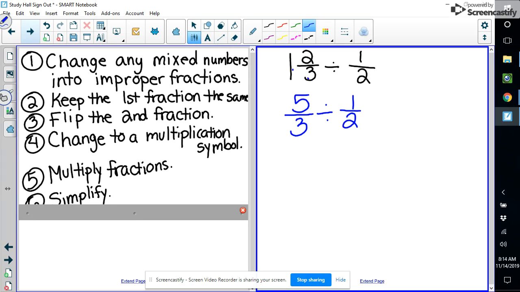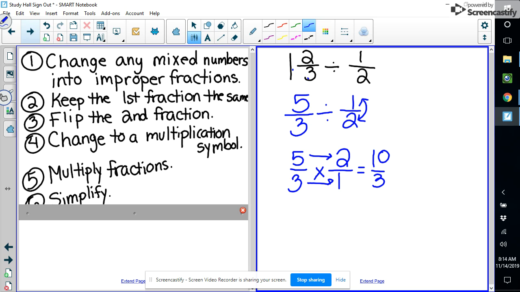Step 2 says I'm going to keep the first fraction the same. So my 5/3 is going to stay that 5/3. Step 3 says to flip the second fraction, find its reciprocal. So I'm going to change 1/2 to 2/1. Step 4 says change to a multiplication symbol. So instead of dividing, I'm going to multiply. Here I'm going to multiply my fractions. 5 times 2 equals 10, and 3 times 1 equals 3.